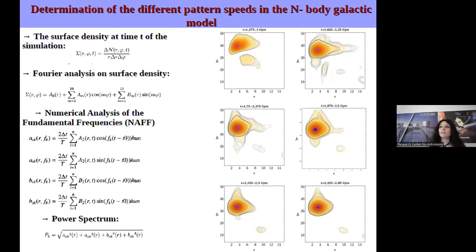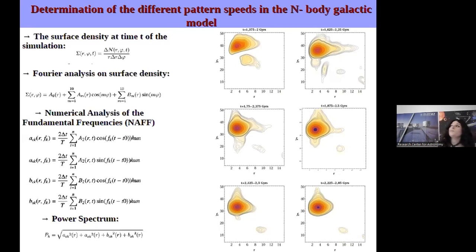And these are the time series of the m equals two perturbation, the bar and the spiral arms. And as I presented to you before, I multiply this with either the cos or the sine of the imposed frequency, f_k times t. And this can give us this power spectrum. And as I proved before, the maximum of the power spectrum gives us the fundamental frequencies of the system, and we can search where we have the maximum of the power spectrum, in which radius, in which frequency, and we can get the pattern speeds of the bar and the spiral arms.